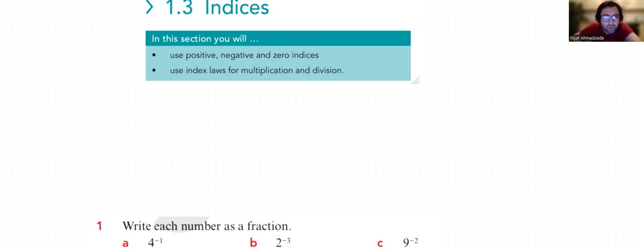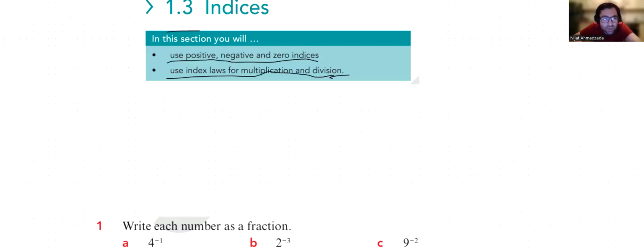Our class is about indices, but we don't want to talk about any terrorist organization, so we'll call it indices instead of indices. So today we're going to learn about using positive, negative, and zero indices and use the indices laws for multiplication and division. What the hell is an indice?